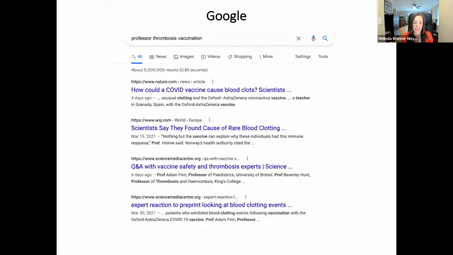And then the Science Media Center, which I'm not sure is a nonprofit or affiliated with an academic center, but this has this Q&A with vaccine safety and thrombosis experts. I would definitely check that out. And as you can see, this is one of the reasons professor is useful. Professor Adam Finn, professor of pediatrics, is listed in this Q&A. That might be a great person for me to reach out to talk to. And also this Wall Street Journal article might be helpful. So there are different ways that you can use keywords to narrow down who you want, but I've found that professor often works really well for me.